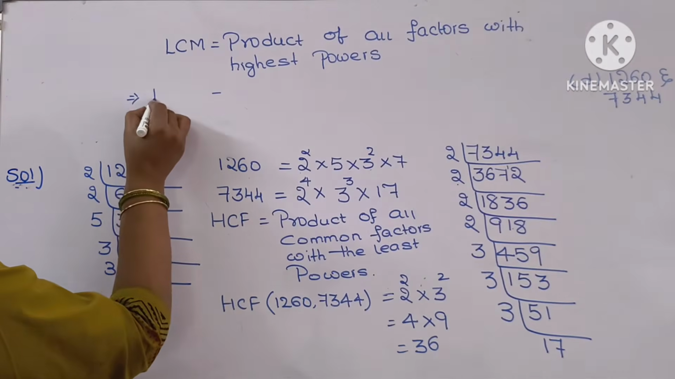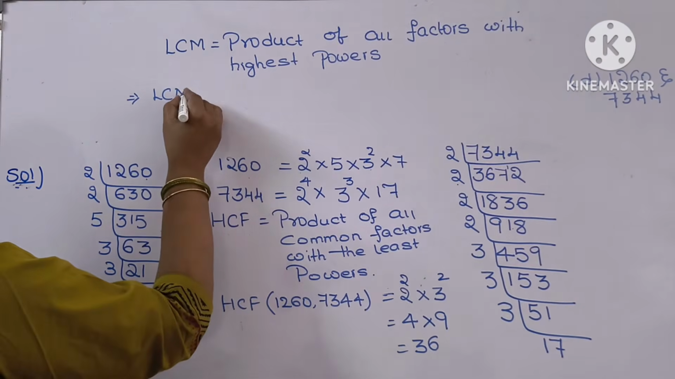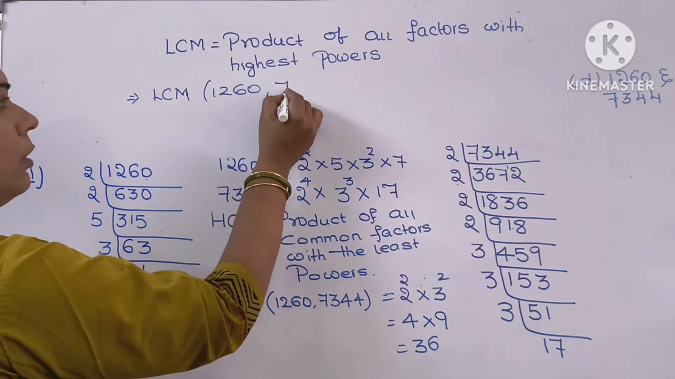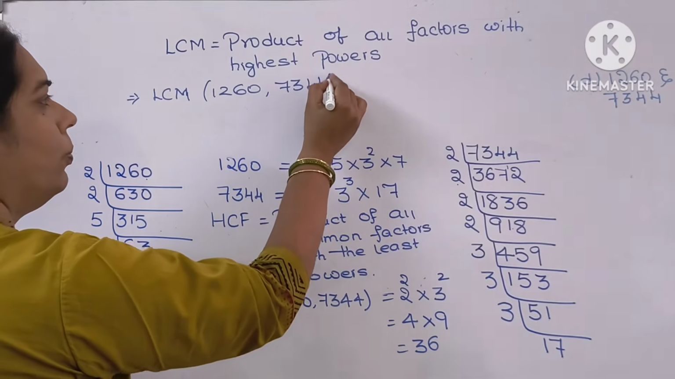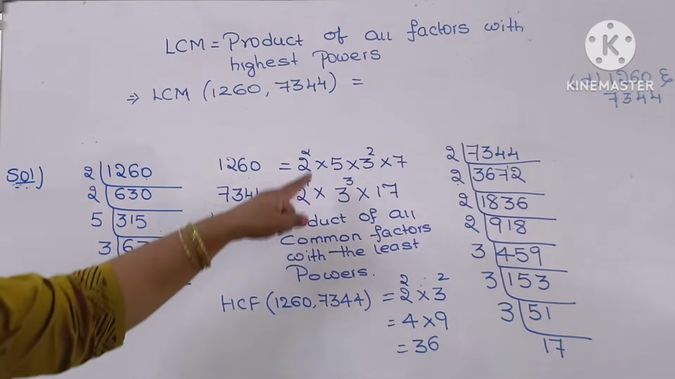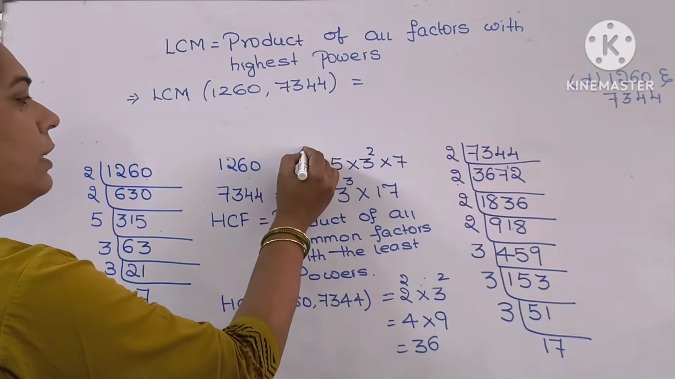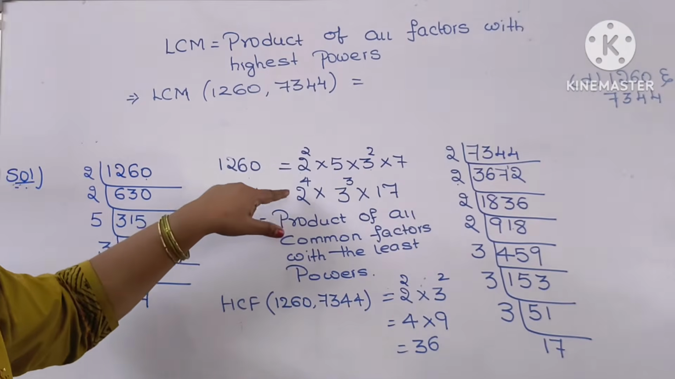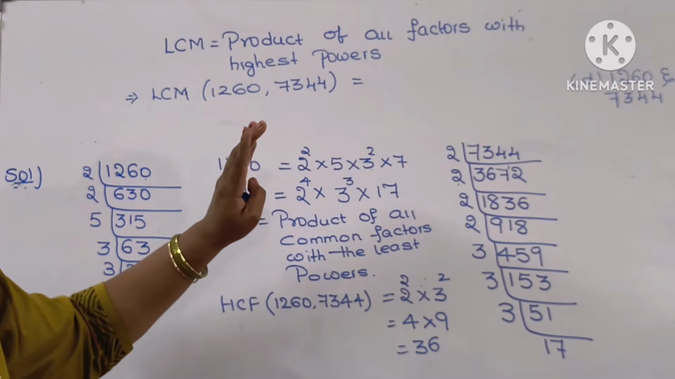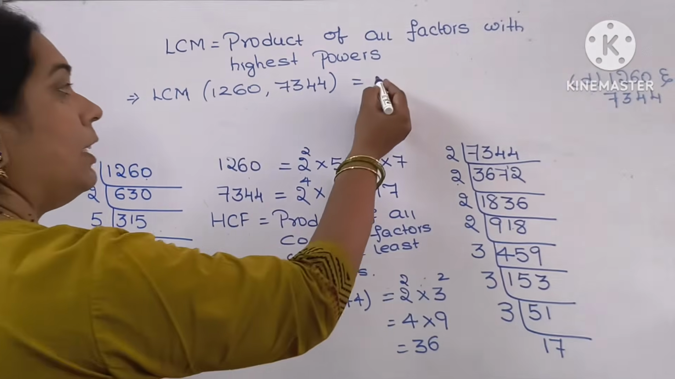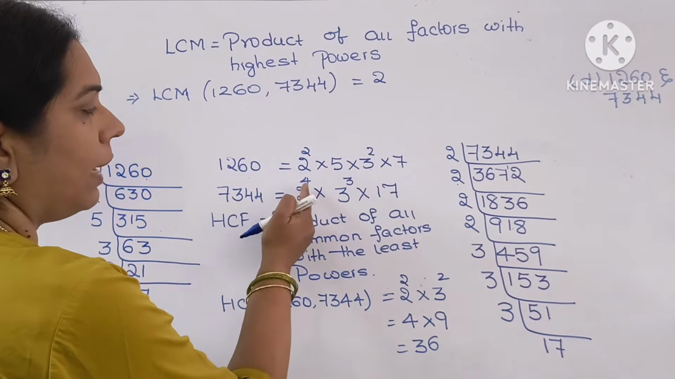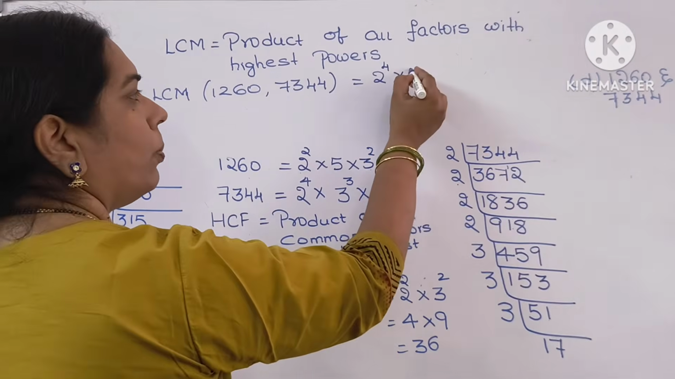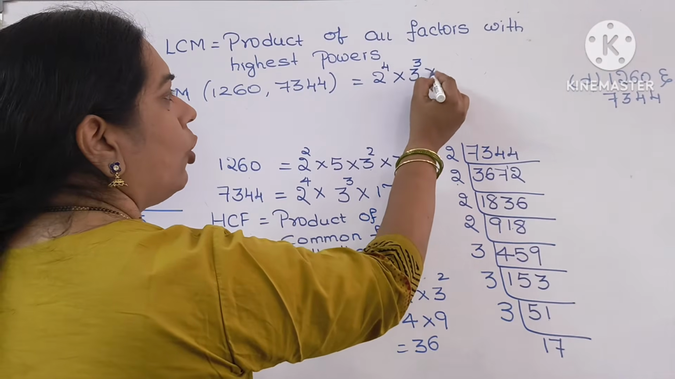So how do we find the LCM? LCM, start a bracket and include the two numbers with a comma in between. 1260, comma 7344. Now what is it? All the factors. Let us first begin with the common factors. Common factors, as you know, are 2 and 3. For 2's and 3's, what is the highest power we have to consider? For 2's, the highest power is 2 power 4. For 3's, it is 3 cube. We are now done with the common factors.